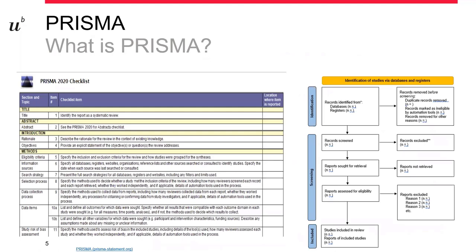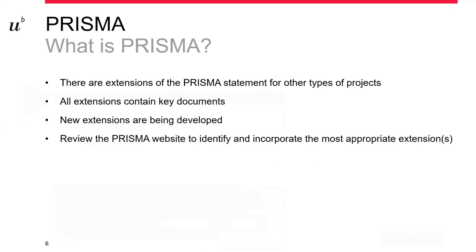And just to give you an idea of what this looks like, here is the checklist that can help researchers track all of the items that they'll need to report within the manuscript. And here you see on the right-hand side is one of the revised diagrams. Of course, it depends on if you're doing a review or an update. And these are two things that you will use while you're reporting with PRISMA.